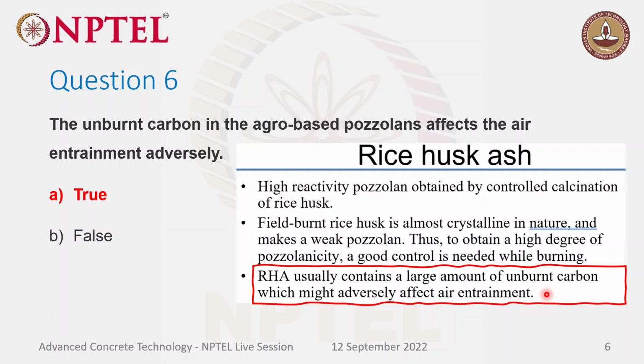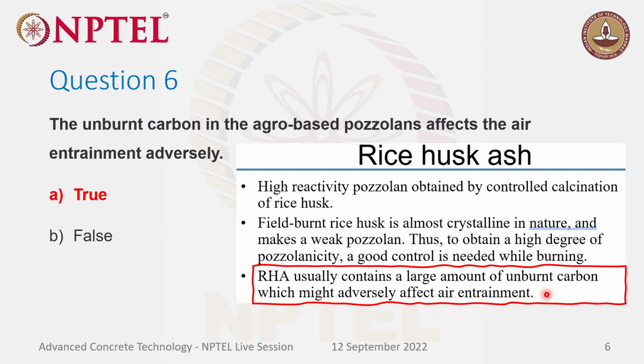Okay. So if we burn rice husk in a controlled environment from 600 to 800 degrees Celsius with proper residence time, and with a proper supply of air, then the unburned carbon will be very less in the resultant ash. But these ashes are burnt in industries where proper temperature is not maintained.